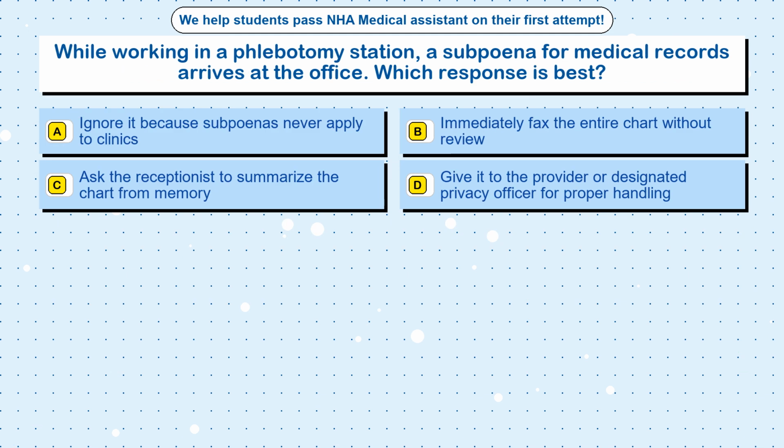Question 18. While working in a phlebotomy station, a subpoena for medical records arrives at the office. Which response is best? Option A, ignore it because subpoenas never apply to clinics. Option B, immediately fax the entire chart without review. Option C, ask the receptionist to summarize the chart from memory. Option D, give it to the provider or designated privacy officer for proper handling.